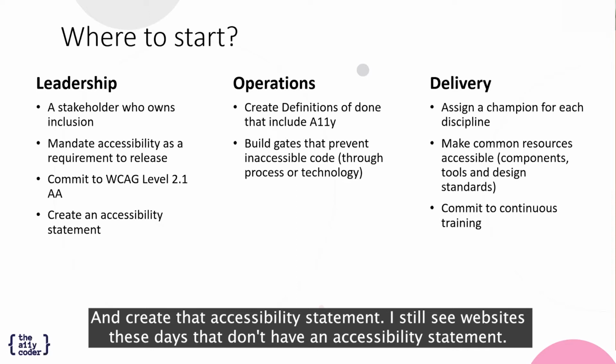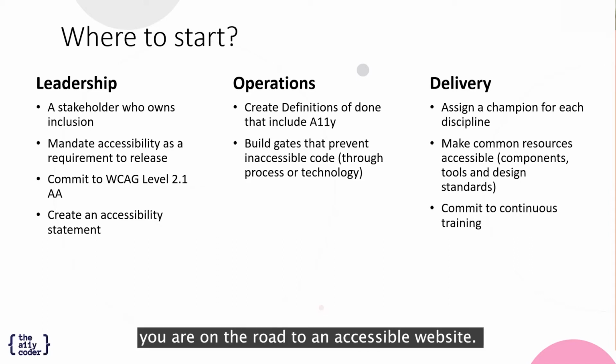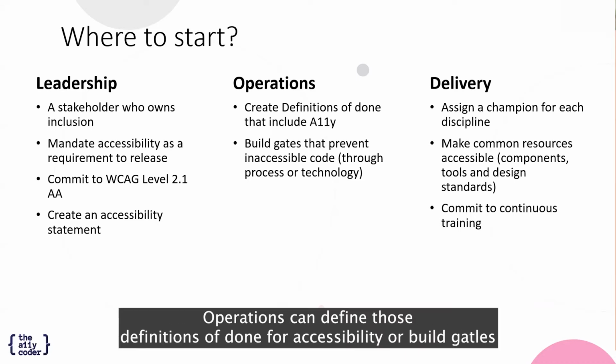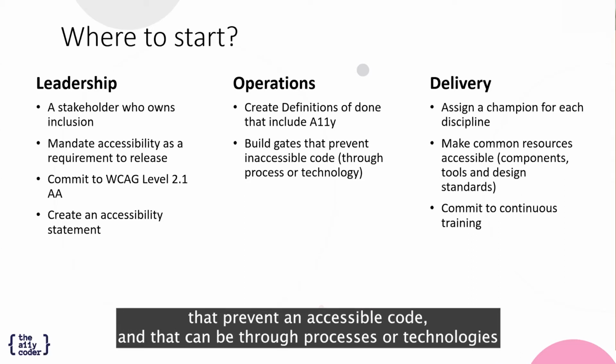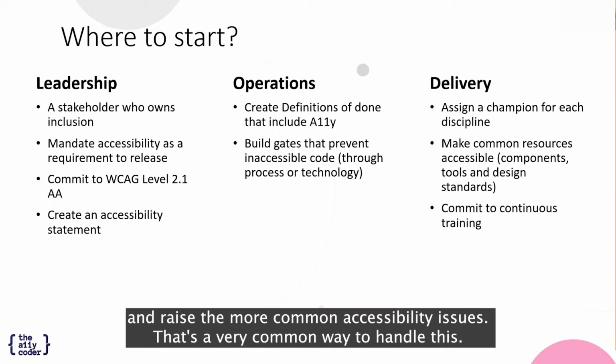I still see websites these days that don't have an accessibility statement. This is, by the way, a barrier or a proof against any kind of legal action that you are on the road to an accessible website, making sure that you've committed to making things accessible when you release them out into the wild. Operations can define definitions of done for accessibility or build gates that prevent inaccessible code. That can be through processes or technology such as a CI pipeline, where as soon as code is pushed, it'll automatically audit and raise the more common accessibility issues. That's a very common way to handle this.